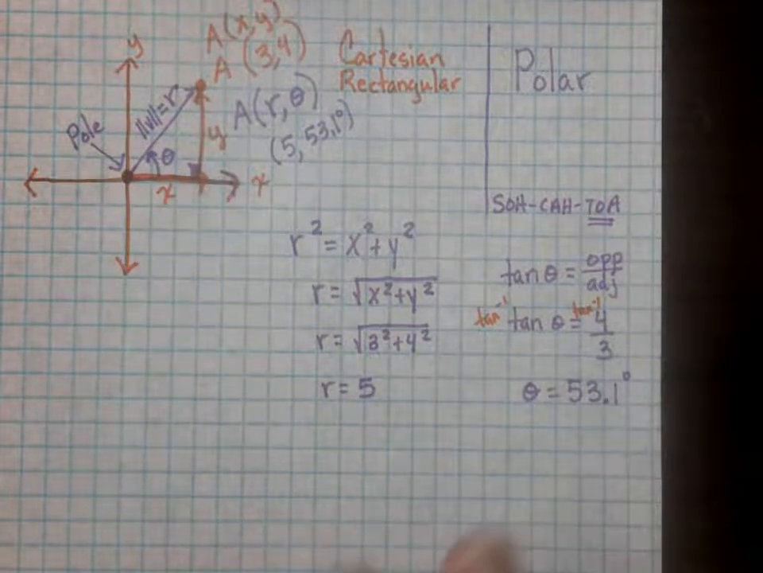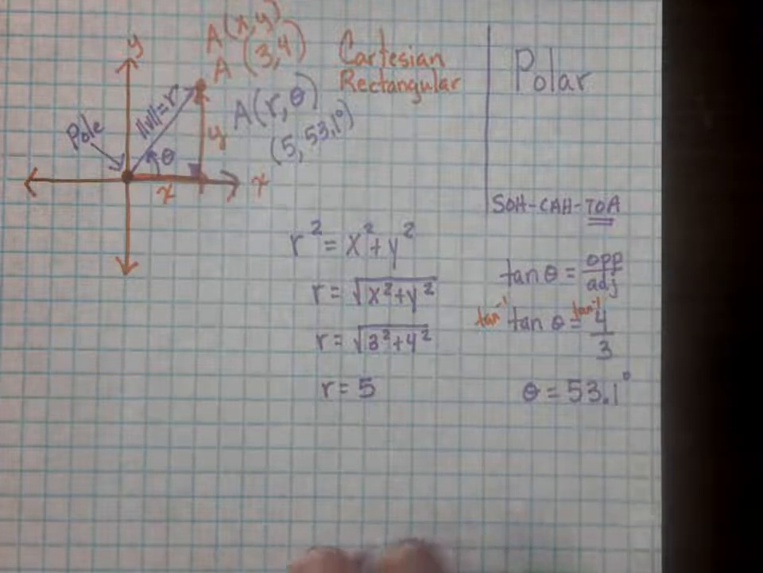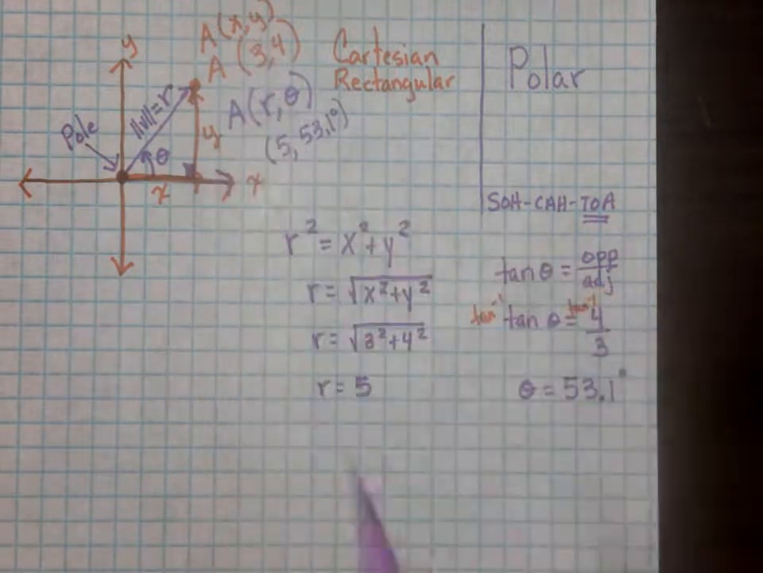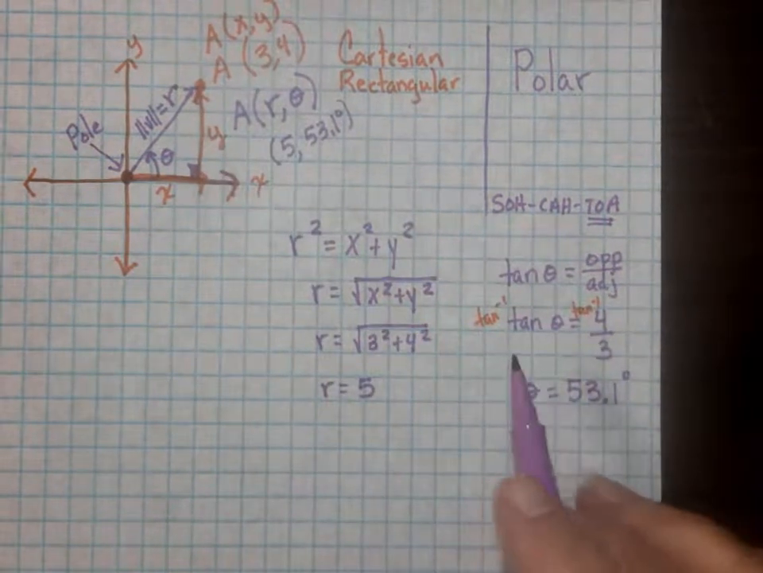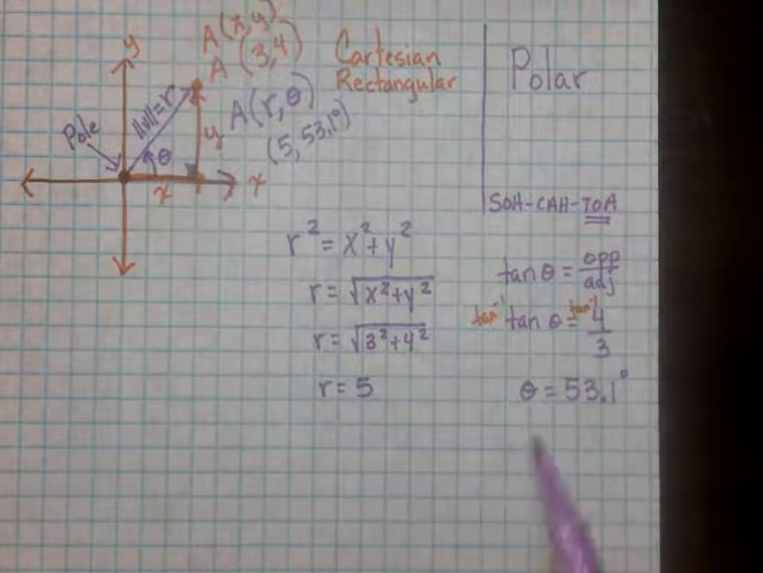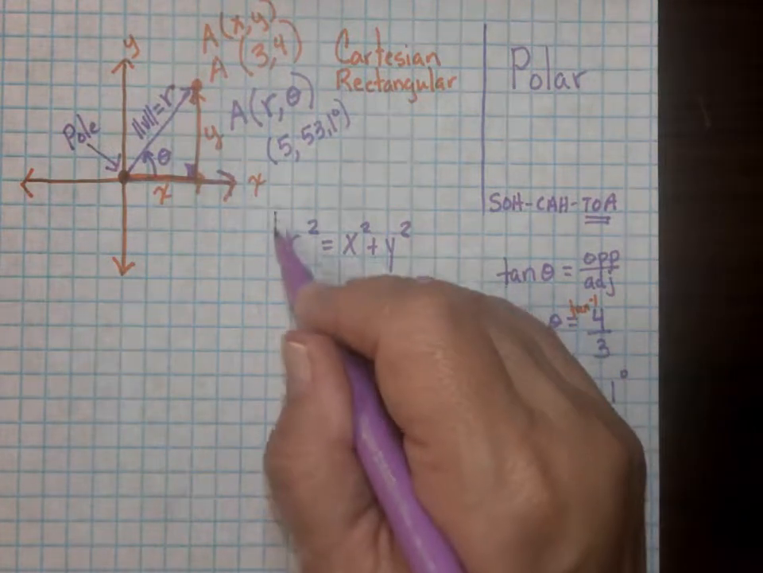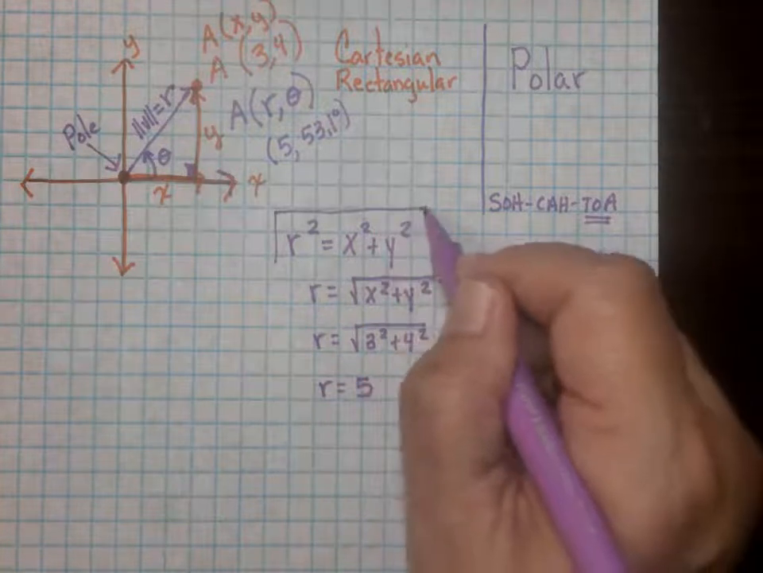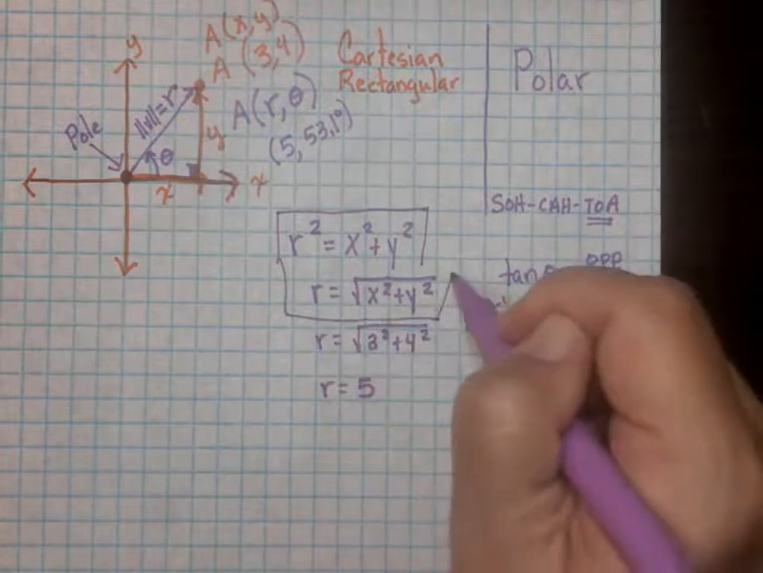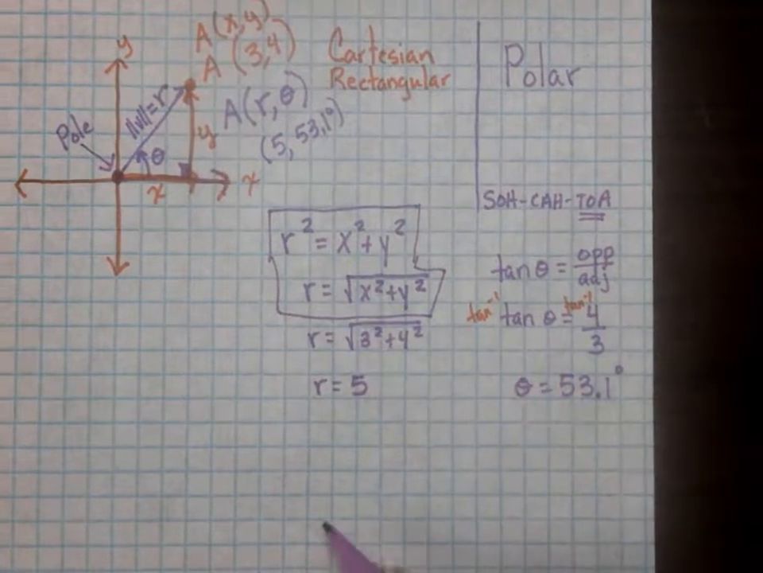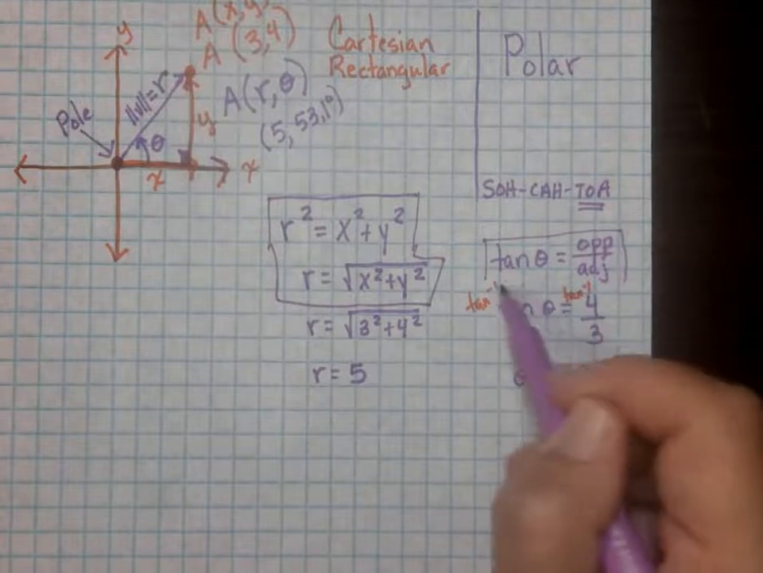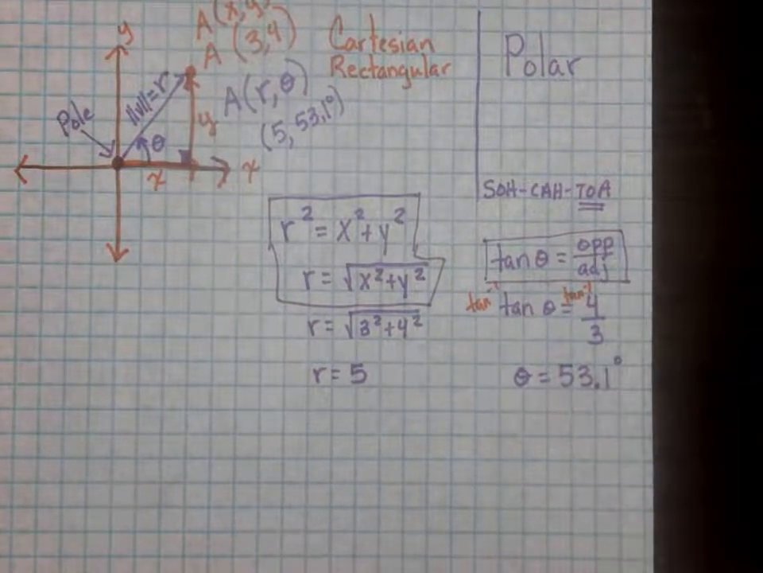So that's the relationship between polar and rectangular. We used a specific example, but anytime you wanted to take a rectangular point and switch it to polar, you're going to use your Pythagorean theorem. So you can get r, and then you're going to use your tangent relationship so that you can get theta.